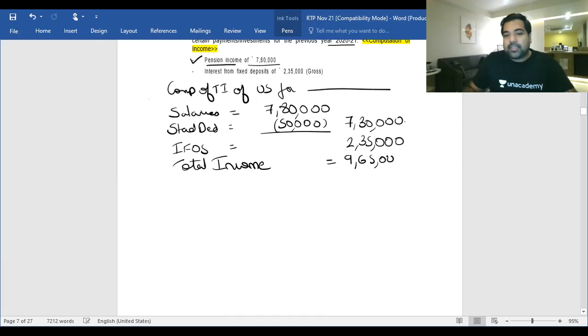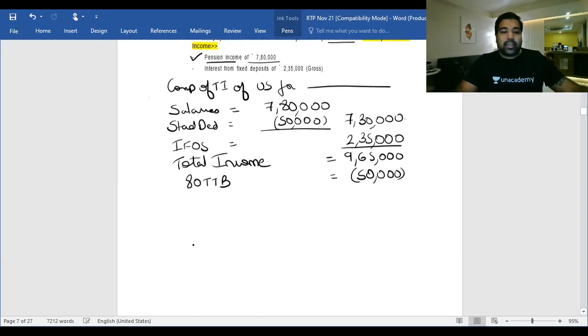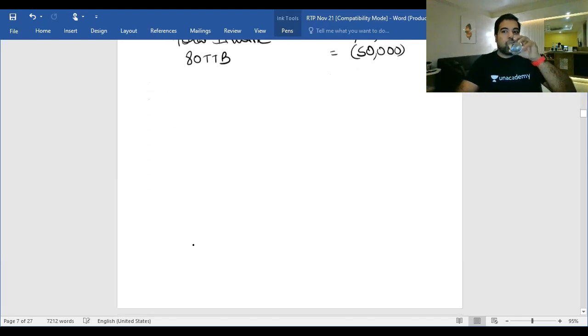Remember guys, there's a hidden deduction. In case you earn any income and you are 60 or more, you get a deduction under 80TTB. That is the first deduction I will take. Of course, you have to go in line, but because it's there, I'm just going to write 80TTB and you will get your first deduction of 50,000 rupees because you have income from a bank deposit that is 2,35,000. So 80TTB, 50,000 rupees.